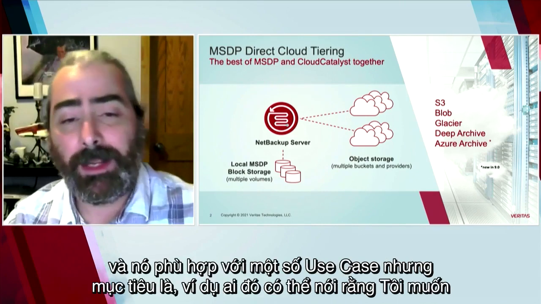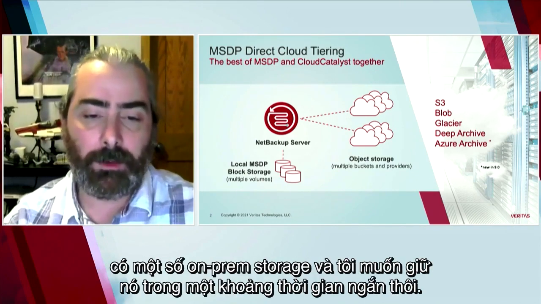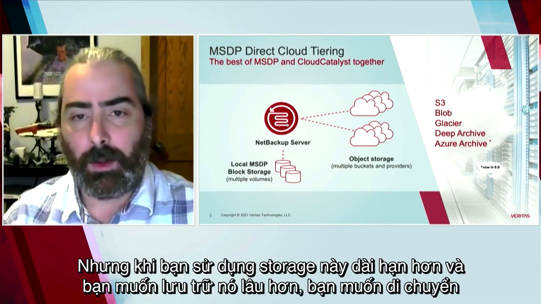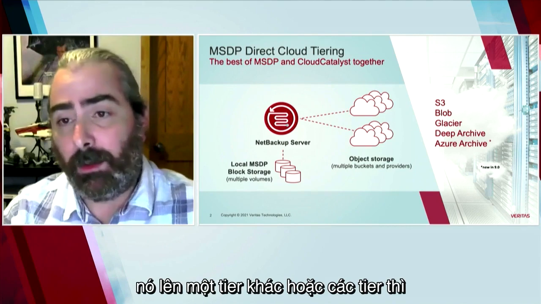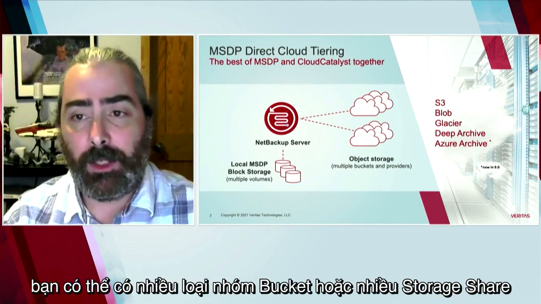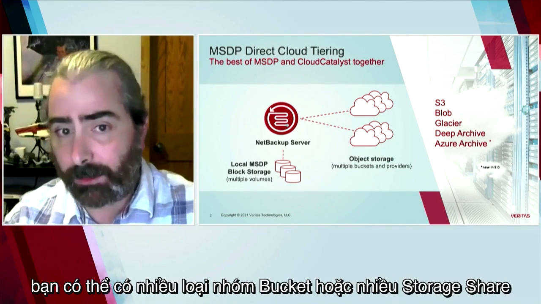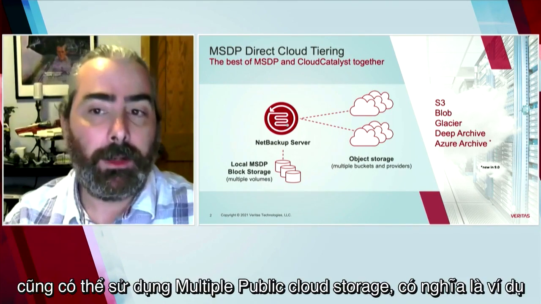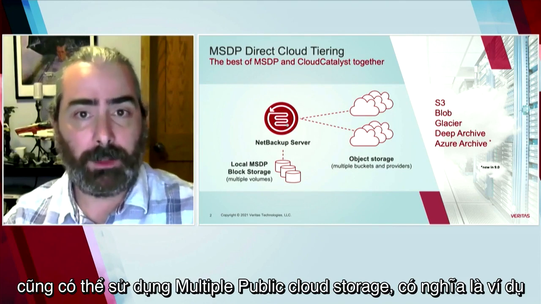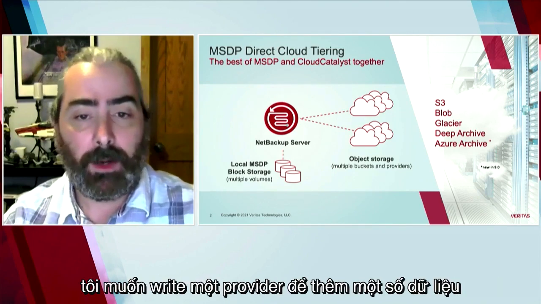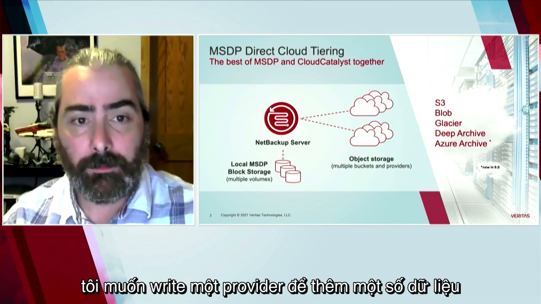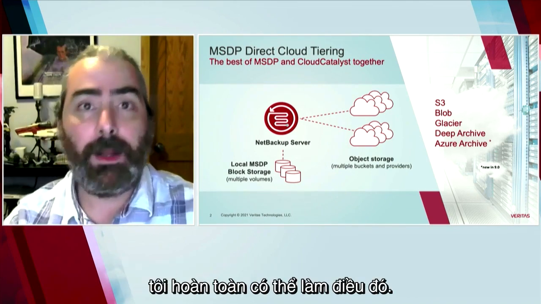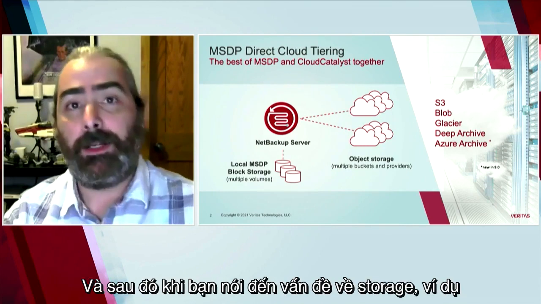But the big idea is that somebody might say, I want to have some on-prem storage and keep it for a short period of time. But when I get into longer term and I want to store it longer, I want to move it to a different tier or tiers, right? So you can have multiple types of buckets or multiple storage tiers inside of one public cloud. You can use a private cloud target. You can also use multiple public cloud targets, which means that if I want to write to one provider for some data, but a different provider for another set of data, or maybe mirror the two between them, I can do that.